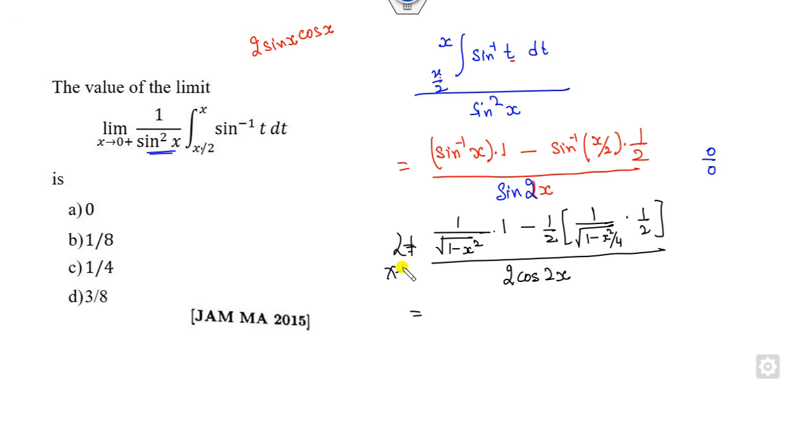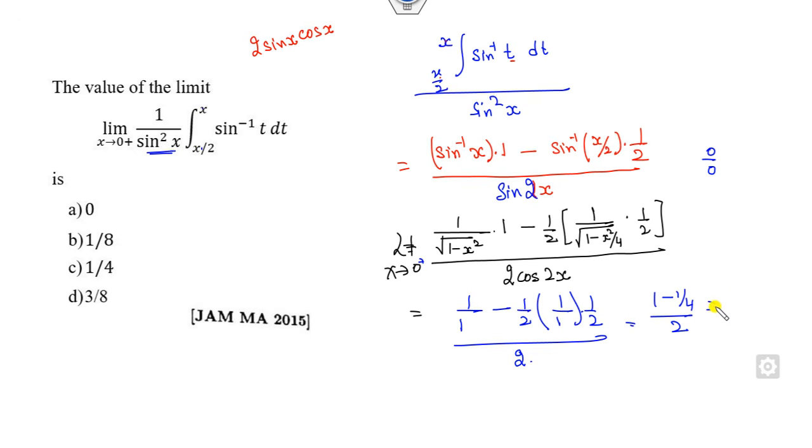Then you can substitute x approaches 0 positive. So what is that? It's 1 minus half, 1 into half, divided by cos 0, which is 1. So what is that? 1 minus 1 over 4, over 2. So what is that? 4 minus 1, 3 over 8, is the right answer of the problem.